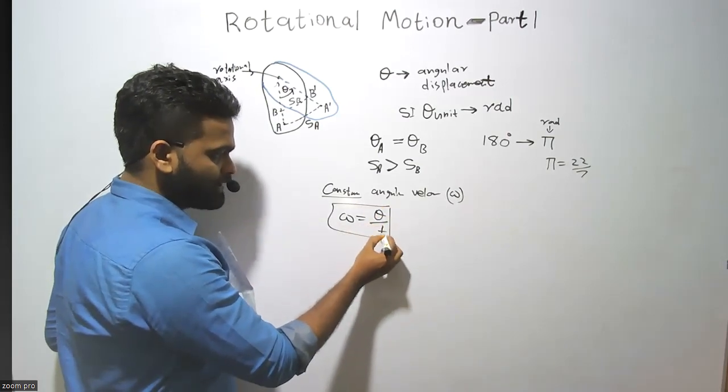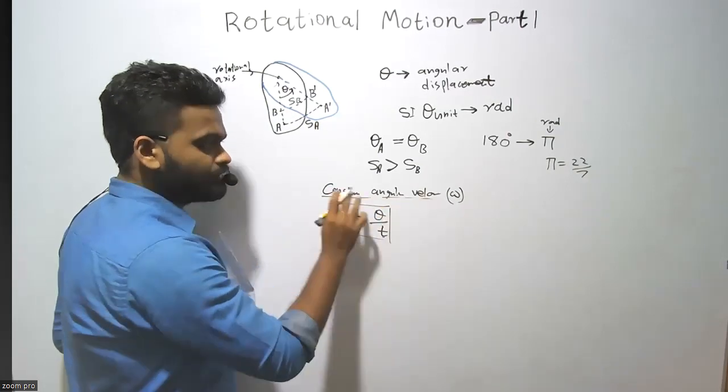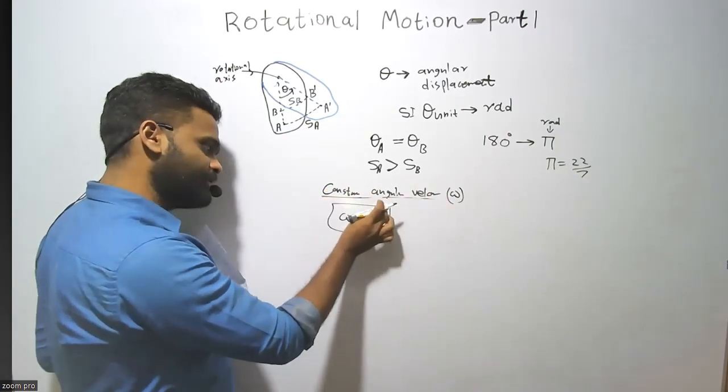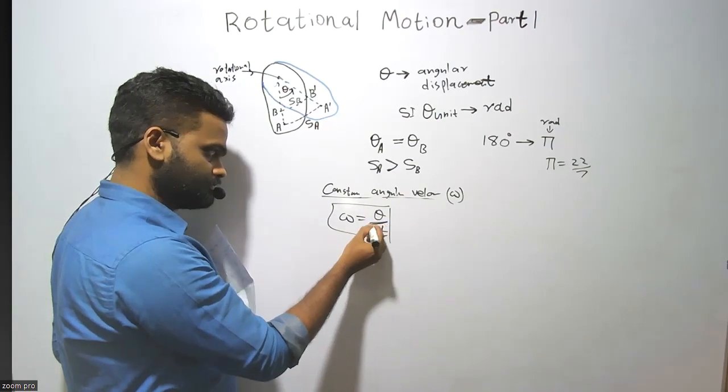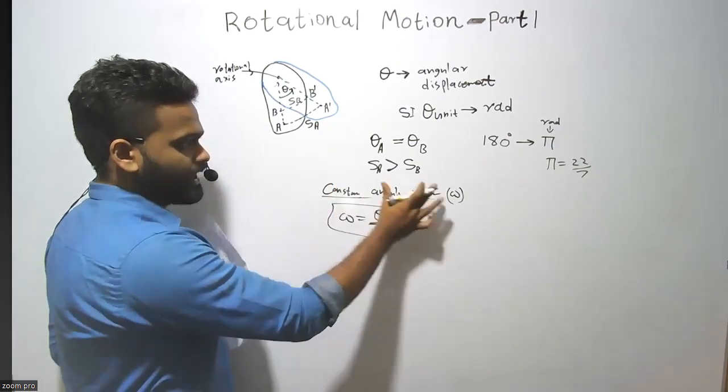Angular displacement divided by time, right? That is only for constant angular velocity. Angular displacement divided by time. Okay, constant angular velocity.